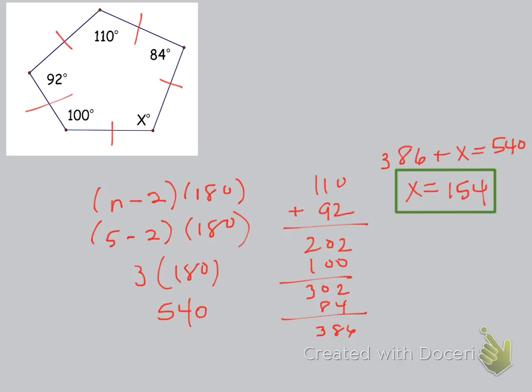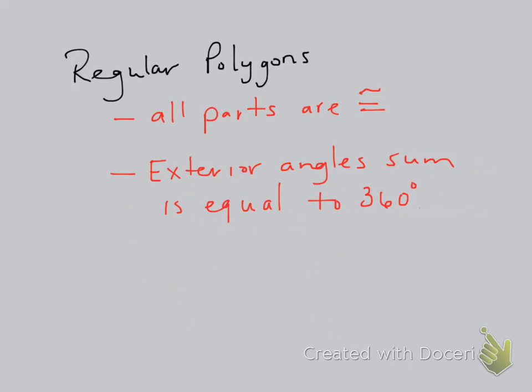All right, moving forward. Now we're going to talk about regular polygons. And regular polygons are significant because regular polygons are where all parts are congruent. That means their angles and their sides are all congruent. And it's important to understand that because when you have a regular polygon, now you have the exterior angle sum equal to 360 degrees. So all parts are congruent and the exterior angles sum to 360 degrees, and we're going to talk about that in order to help us with another formula that we're about to get in just a second.